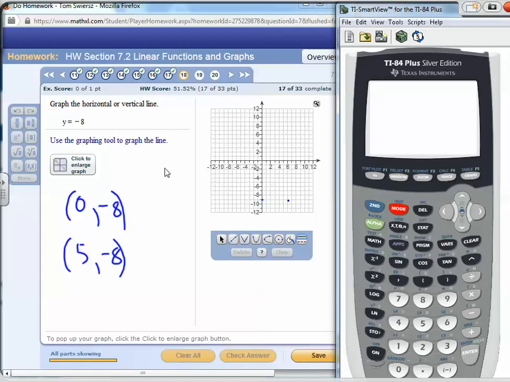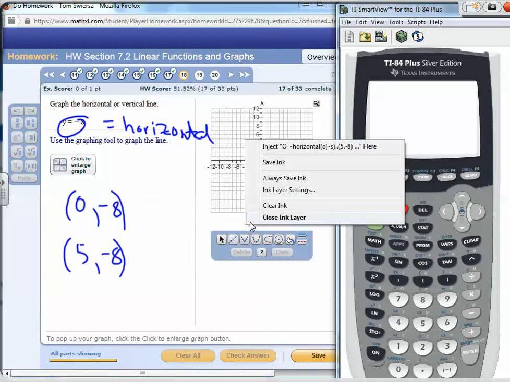So just remember, when you see y by itself, it's a horizontal line. And when you see x by itself, then it's going to be a vertical line. I think that will be the next problem. So again, what you can do here is you can just go ahead and get any points. You can't, well, not any points.